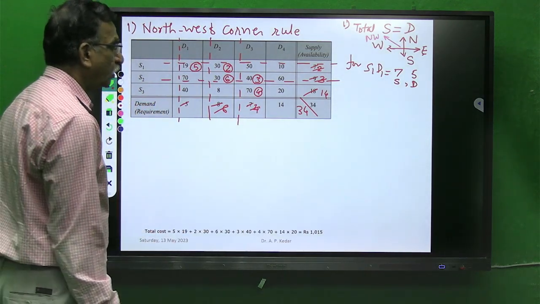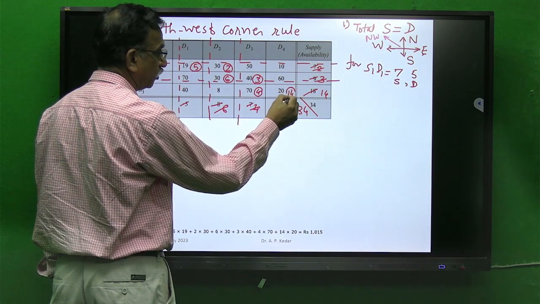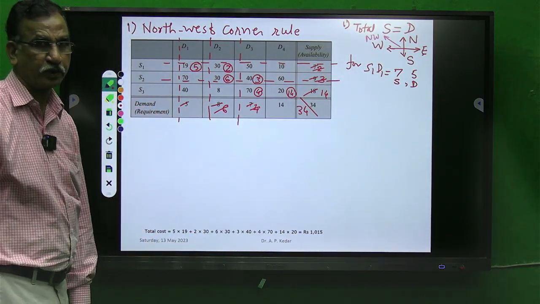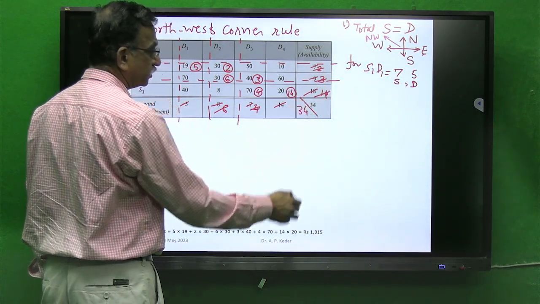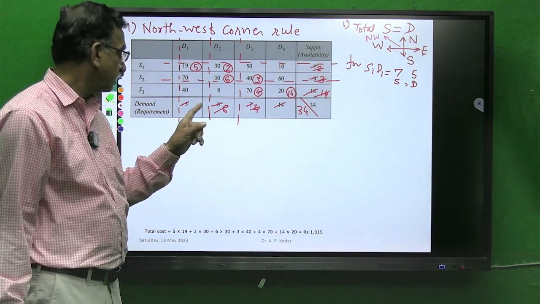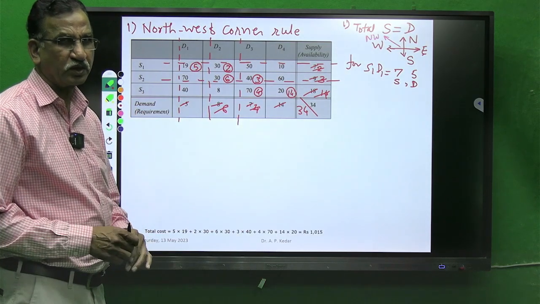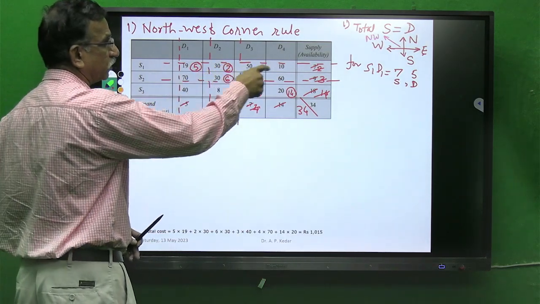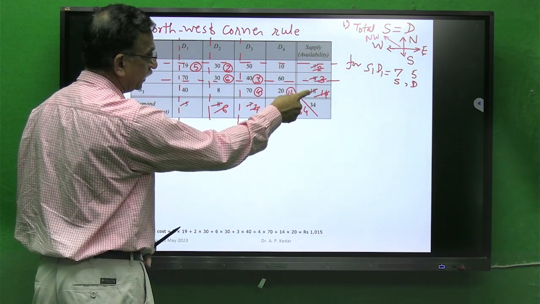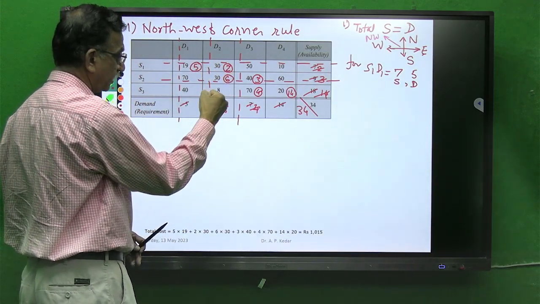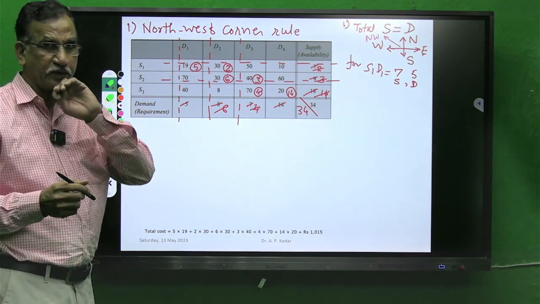Now here you can see only one cell is remaining, and 14 and 14 are remaining. So you don't have any option other than to allocate. Once you allocate, cross it off. So students, now cross check whether any supply or demand is still remaining. How to cross check it? Simple. Sum up the allocations. 5 plus 2, 7, done. 6 plus 3, 9, done. 4 plus 14, 18, done. 5, 6 is 8, done. 3, 4, 7, done. 14, done. It means my allocation is perfectly right.